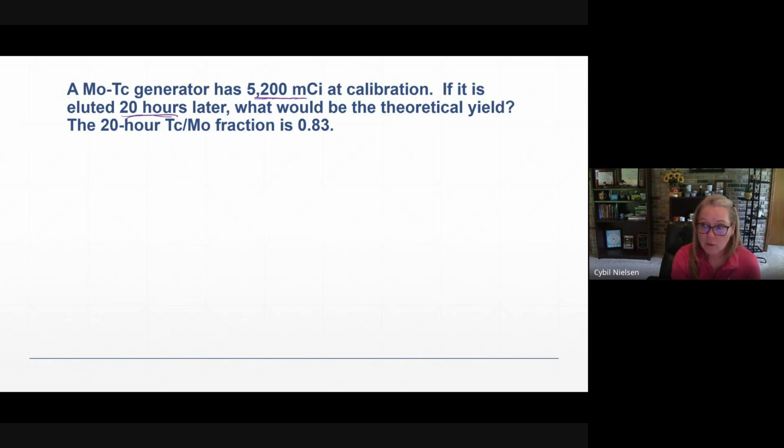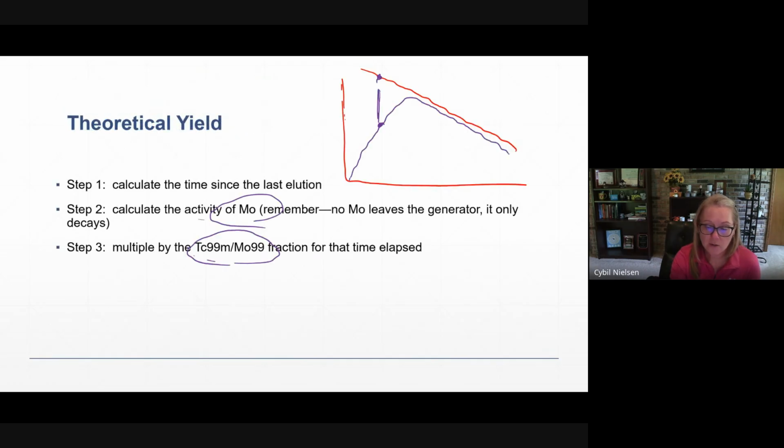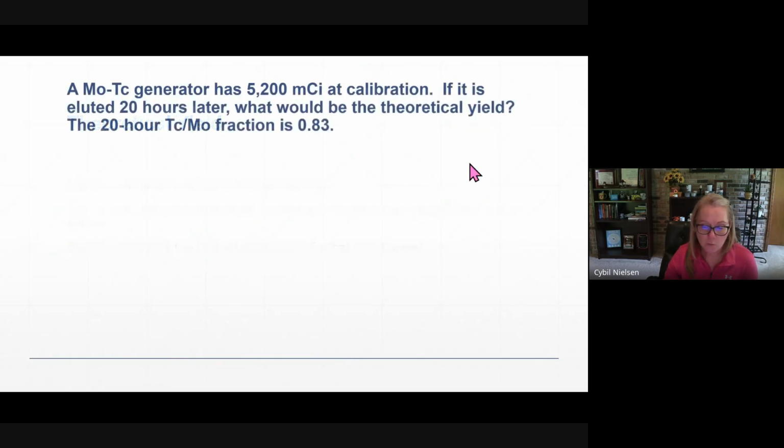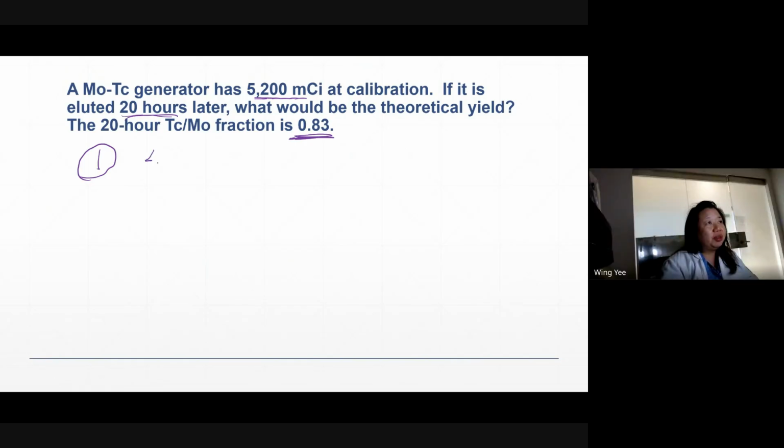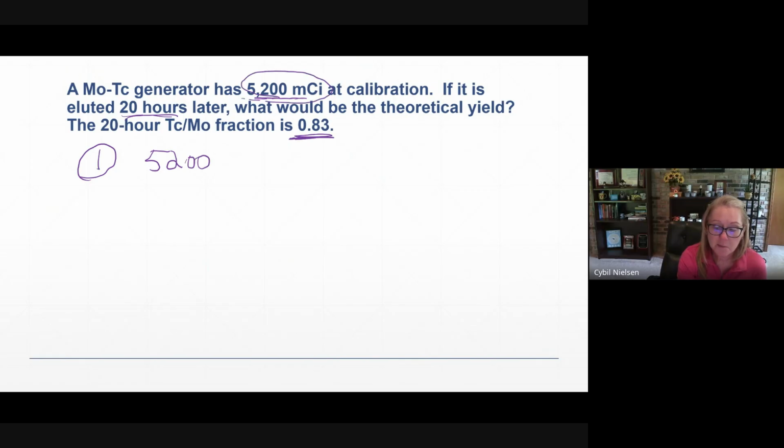We're going to elute it 20 hours later. What is the theoretical yield? And that 20-hour tech moly fraction is 0.83. So that fraction means that here at 20 hours, we've got 0.83 millicuries of technetium for every millicurie of molybdenum. All right, so what do you do first? 5,200 times 0.83. Okay, we're going to take this number and we're going to decay it 20 hours.